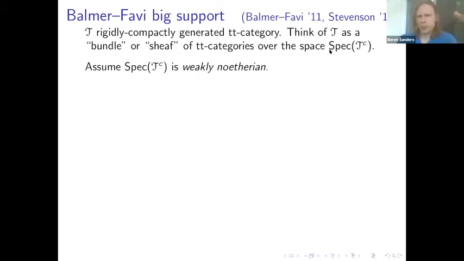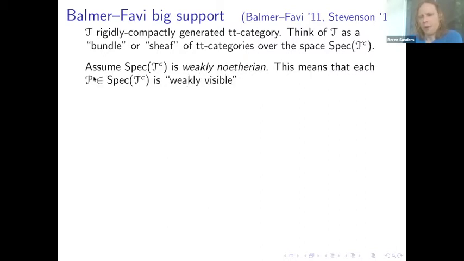And we're going to assume that this space is so-called weakly Noetherian. So what do I mean by weakly Noetherian? Weakly Noetherian is a topological condition which generalizes Noetherian and also generalizes being a profinite space. So it's a common generalization of Noetherian spaces and profinite spaces. And by definition, what it means is that every point is weakly visible.